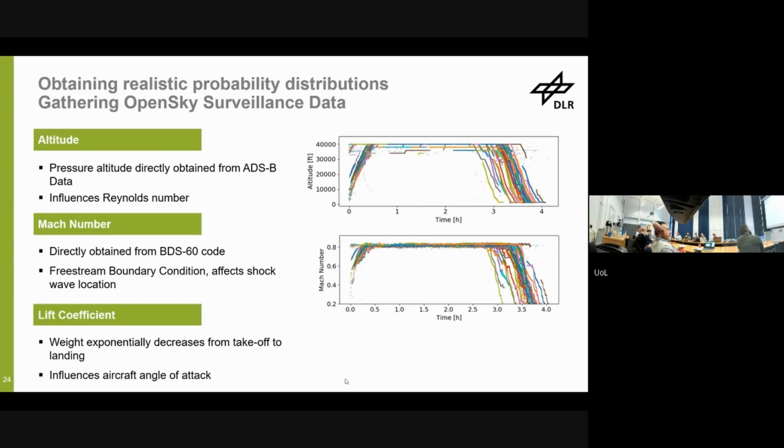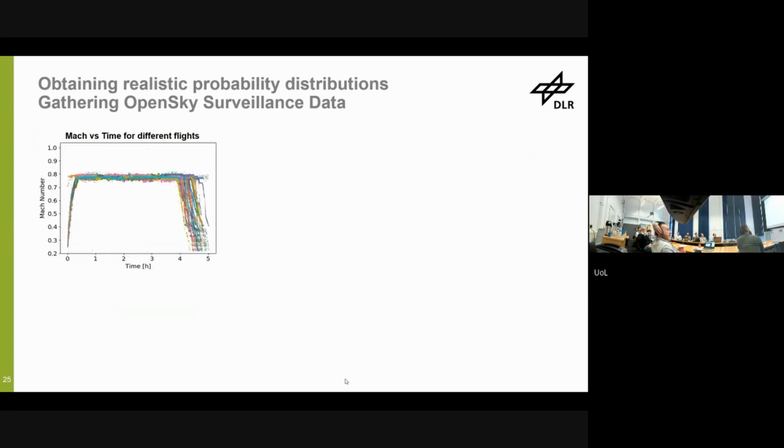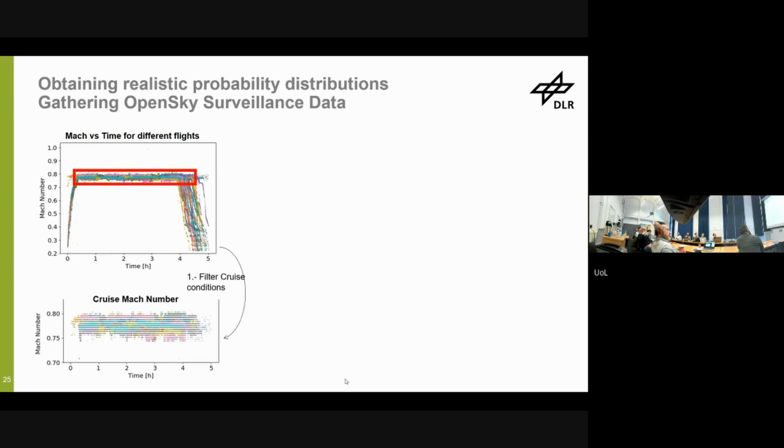And then we take this and say, let's get some probability density function out of this that we can then propagate through our model. As we were interested in cruise performance, the first thing we did is filter the cruise Mach number out of this. We did it equivalently for the other conditions. Once you have this, you can already see there is quite a huge spread, and definitely not the one line that the aircraft manufacturer initially gave as cruise conditions.